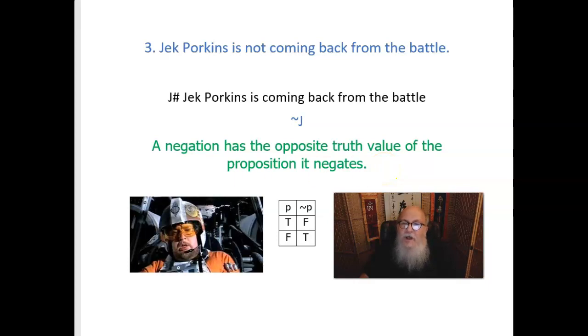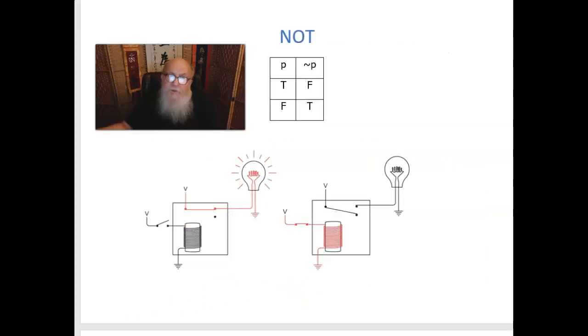A negation has the opposite truth value of the proposition it negates, and its truth table is very simple. If something is true, it becomes false. And if it's false, then it becomes true. So we could say, it's not true Jack is coming back from the battle, or Jack isn't coming back from the battle. That would all be not J, right? And they would all have the same logical form or meaning.